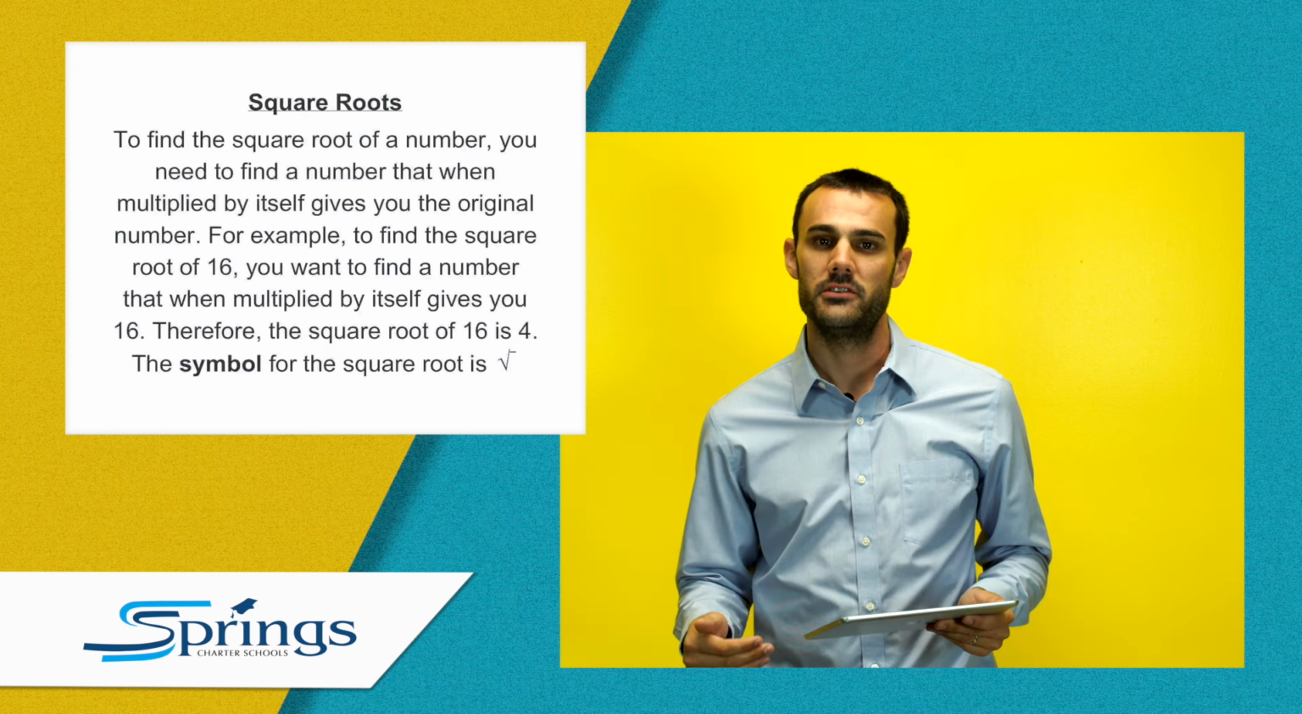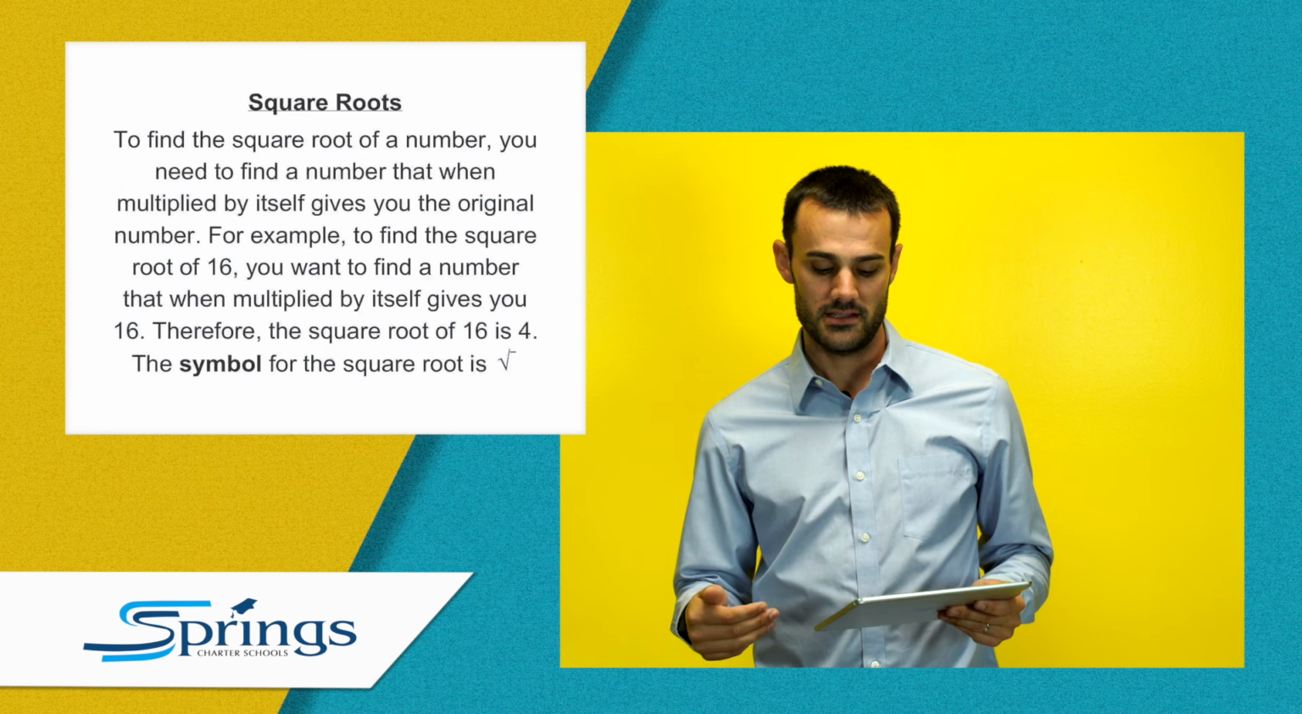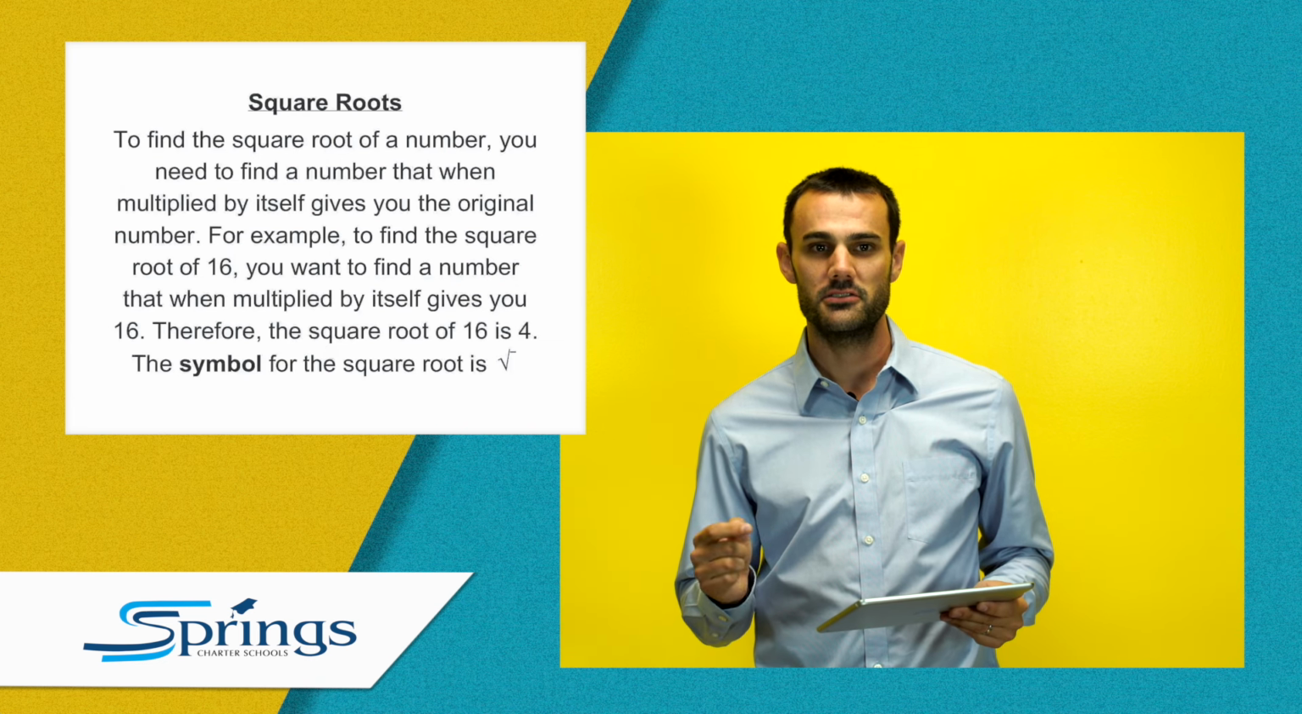We also want to make sure we review the symbol for square roots. It's listed here. It looks like a division sign with an extra little check mark on the outside.